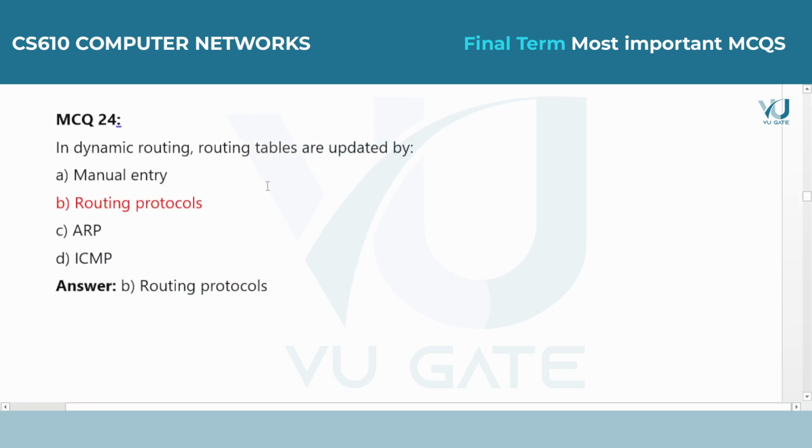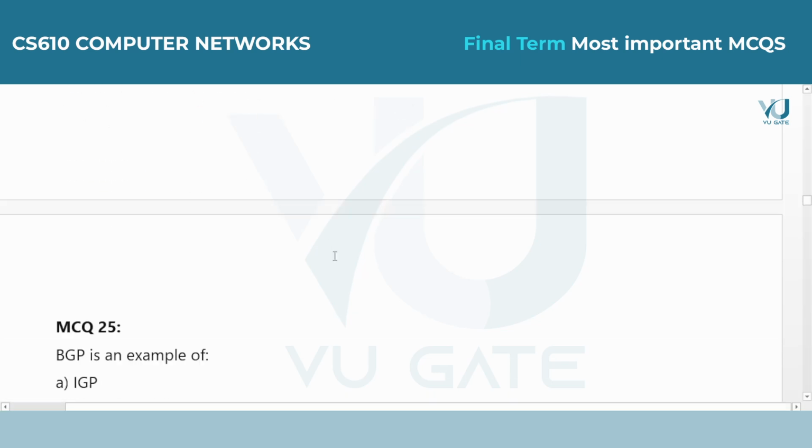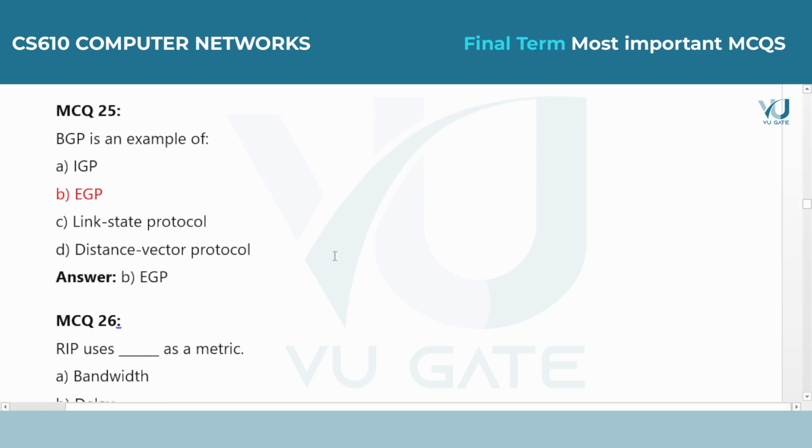MCQ 24. In dynamic routing, routing tables are updated by. Answer: B, routing protocols. Concept: protocols like RIP or OSPF allow routers to talk to each other and automatically update their paths if the network changes. MCQ 25. BGP is an example of.